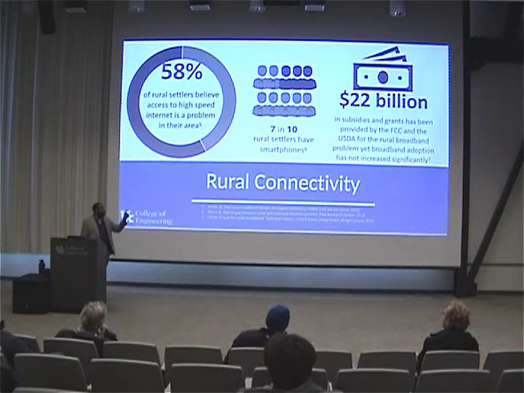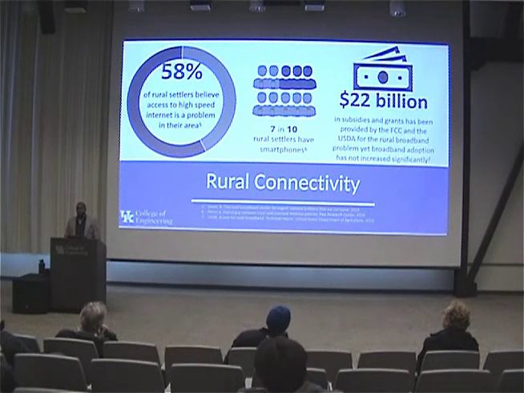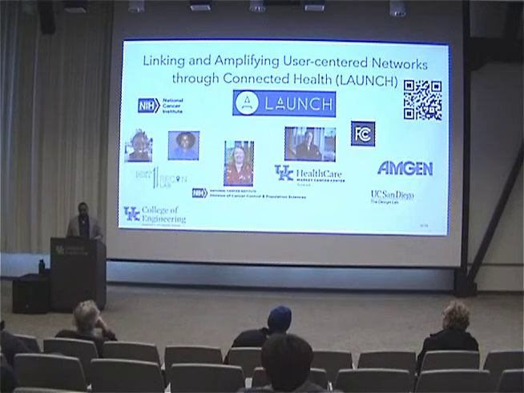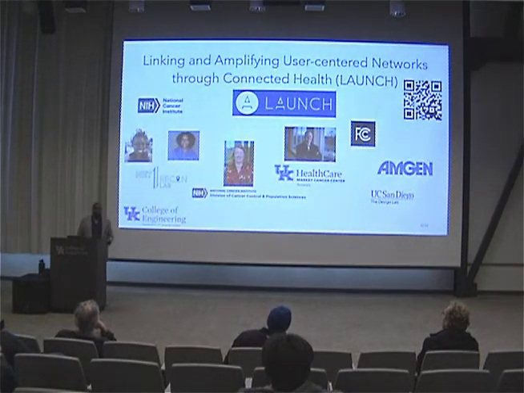Another point I was going to mention on the slide in the middle: you see that 7 out of 10 rural settlers actually have smartphones. So we're going to be talking about what smartphones can do, but you can see that many of them have smartphones. Where they live, there's an issue with cellular data or being able to transmit cellular data. So how do you solve this problem?